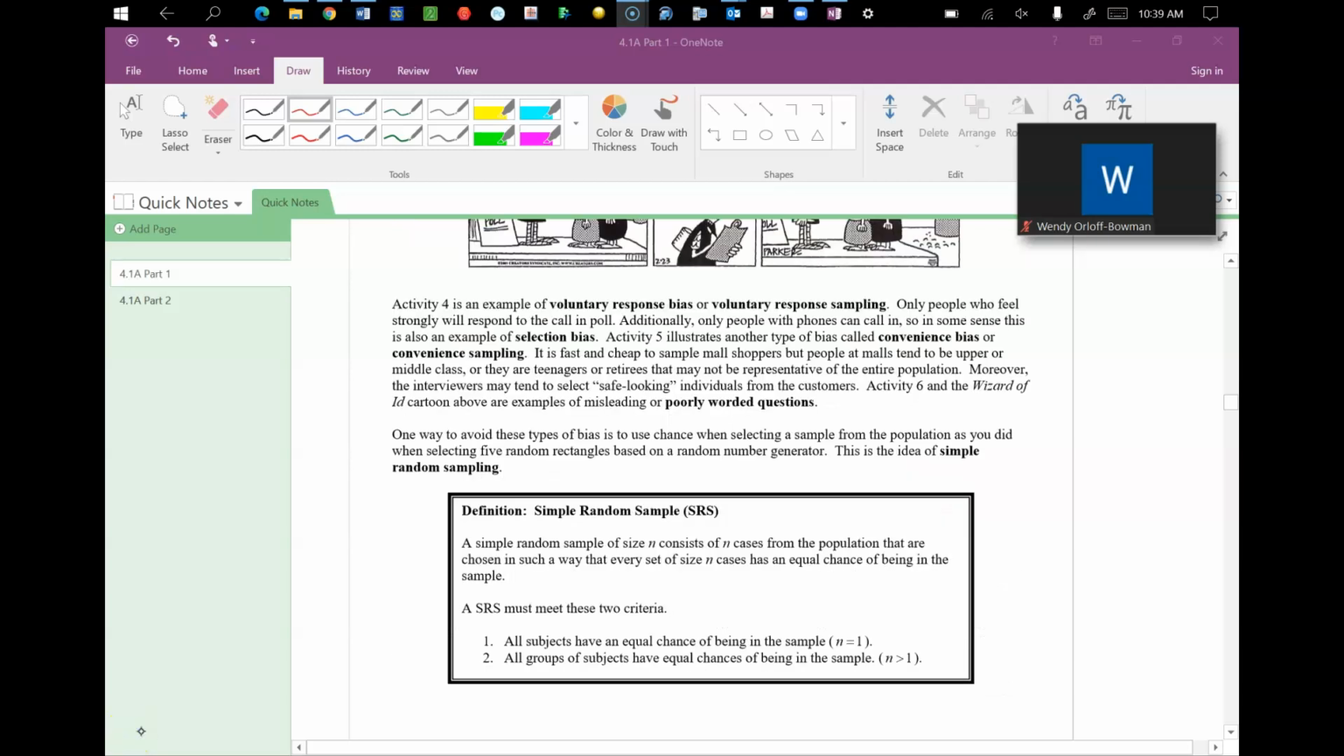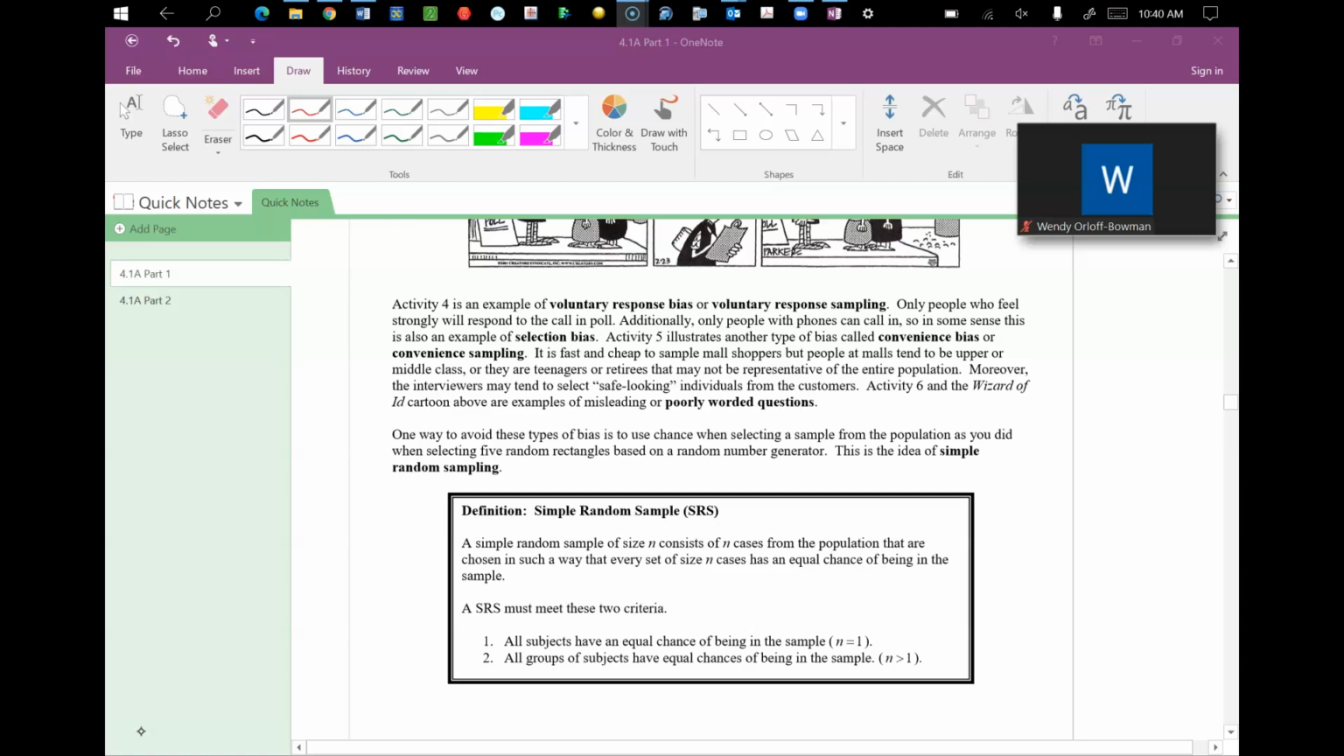Going back to random sampling, a very common and very important method for selecting a random sample is called a simple random sample. We're going to talk about this more in depth in the next activity, but Ms. Harding and I wanted to get this definition out to you and get you to start thinking about it. The type of sampling that we did with the random rectangles was a simple random sample. And a simple random sample requires two things to happen.